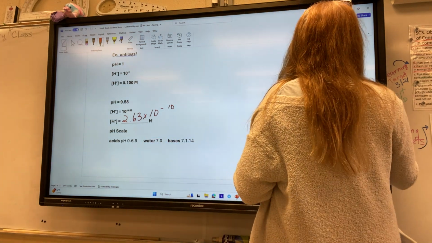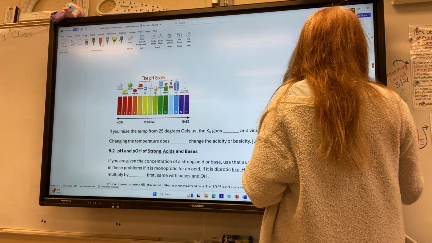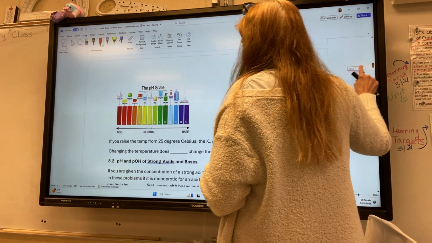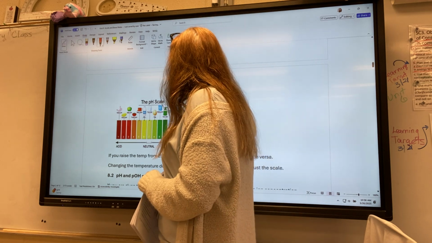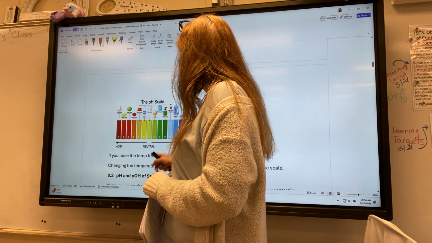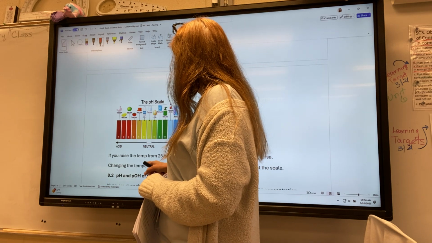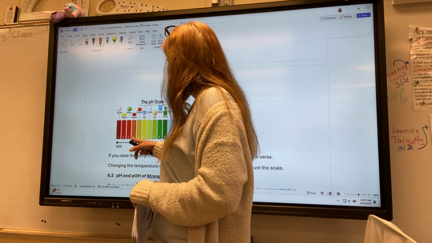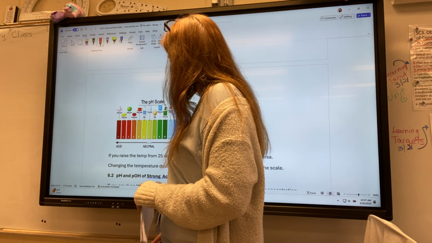So next we have a little graphic of the pH of some common substances, and you had that in honors too. We've got bleach at 12, eggs at 8, water at 7, coffee at 5, tomato juice at 4, lemons at 2.